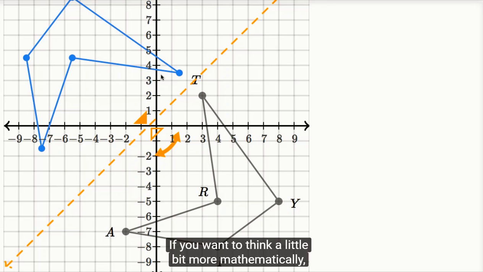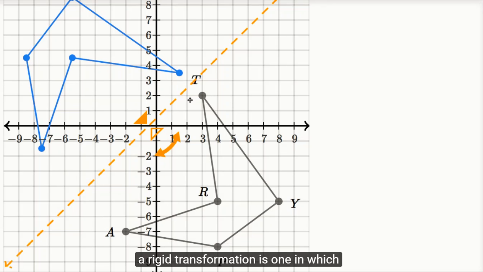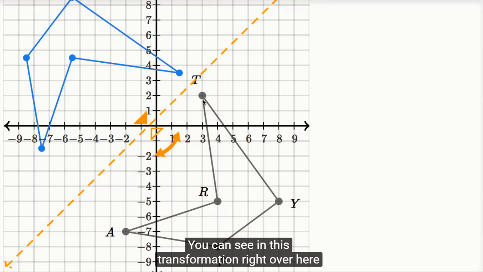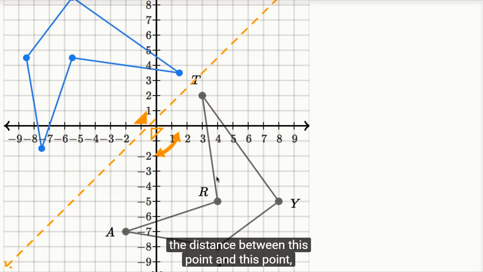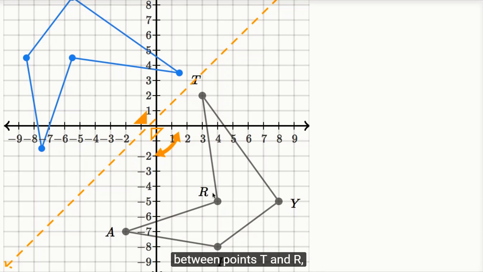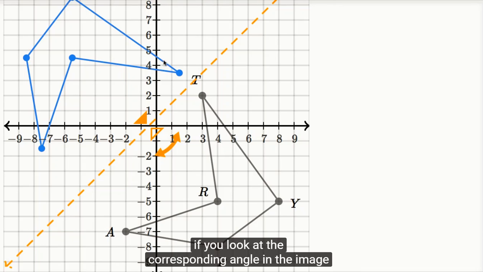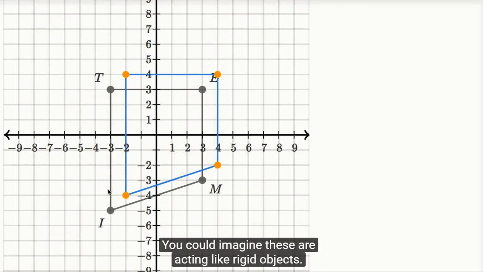If you want to think a little bit more mathematically, a rigid transformation is one in which lengths and angles are preserved. You can see in this transformation right over here, the distance between points T and R, and the distance between their corresponding image points, that distance is the same. The angle here, angle RTY, if you look at the corresponding angle in the image, it's going to be the same angle. And the same thing is true if you're doing a translation. You can imagine these are acting like rigid objects. You can't stretch them, and they're not flexible.